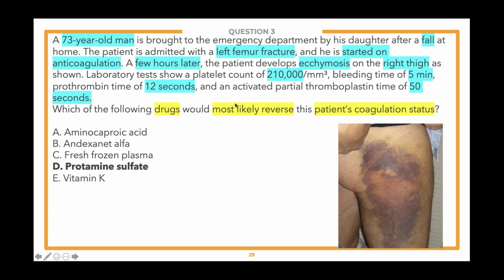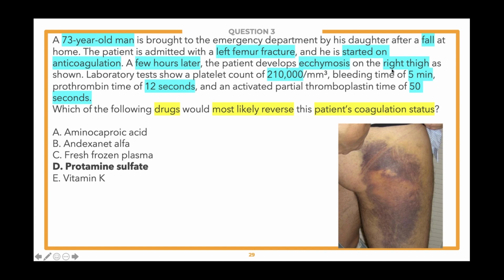So once again, we talked about the alphabet, we talked about acute, we talked about chronic, and right here we know he's in the emergency department. He fell. This is an acute condition. They're going to give this guy heparin, and we know he's on anticoagulation. So right then and there, they're on heparin. That is your clue: if you know nothing else, acute short-term anticoagulation, automatically think heparin.